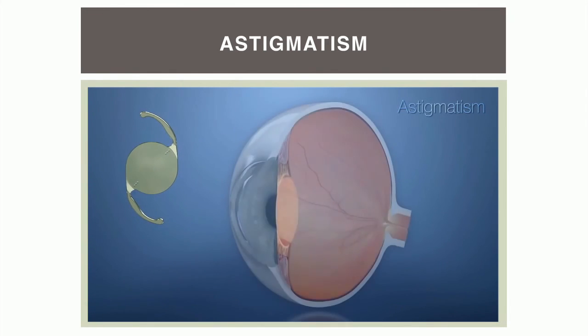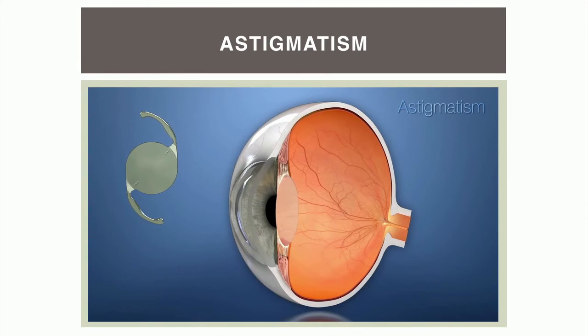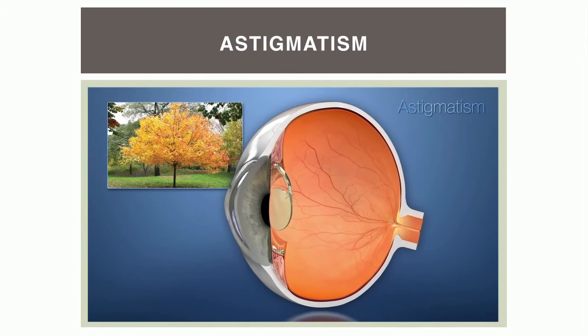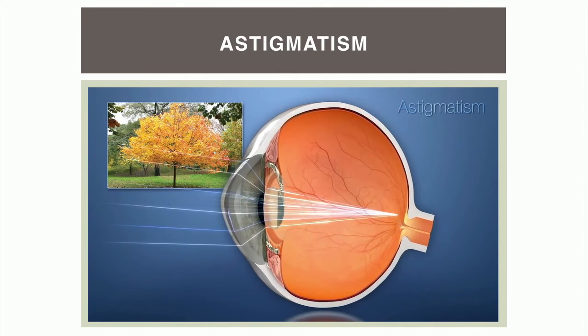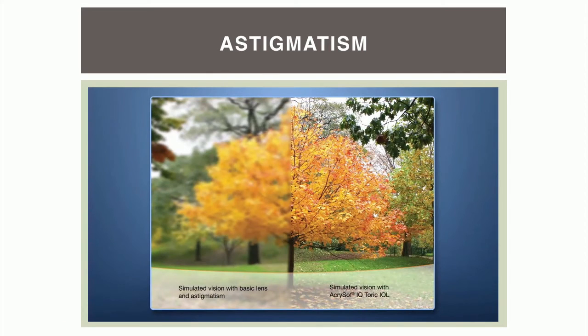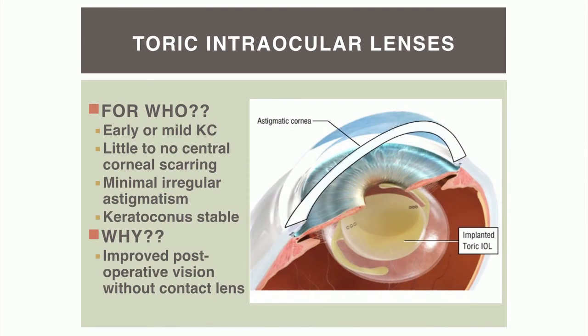So this concept of trying to correct some of the astigmatism with an intraocular lens placed in the eye at the time of cataract surgery has been around for several years and is very, very successful in patients that have something called regular astigmatism. Regular astigmatism is a shape to your cornea which causes that bending of light, but it causes it in a uniform way, which generally is not the case in keratoconus patients. But it may be the case in some keratoconus patients to a certain degree.